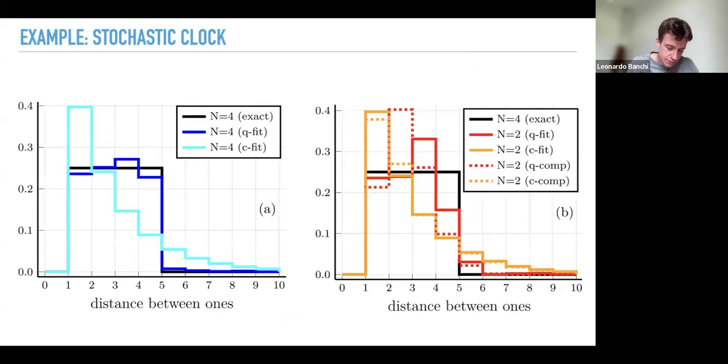And then again, I tried applying this, and in the classical case, I used the conventional Baum-Welch algorithm as a reference.